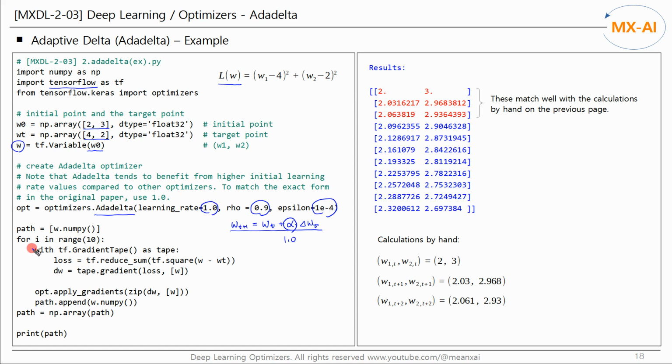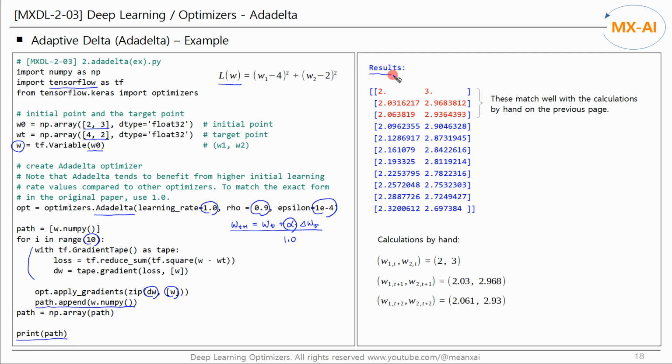Next, we perform automatic differentiation, as we did in the previous video, to find the gradient of the loss function L with respect to W. Then we update each parameter using this gradient. Parameter records are stored in a list to observe changes in parameters. Repeat this process 10 times. Finally, print the parameter history.